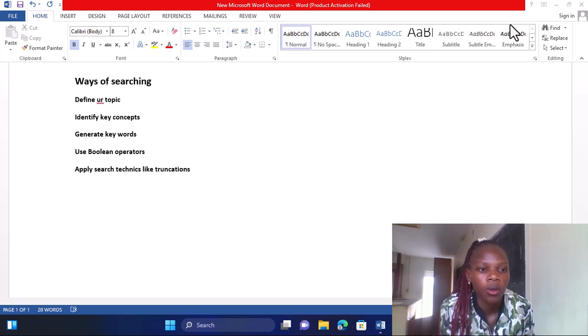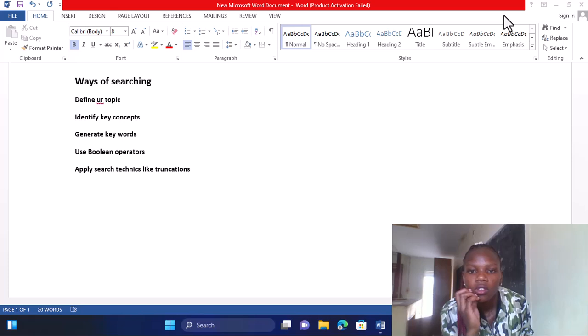Then we can also talk about the advantages of such strategies. Number one, they are used in academic databases. The other one is that they save time, because if you know how to use these operators very well, then I don't think you can waste time when you're searching.